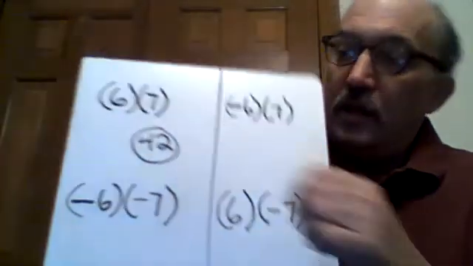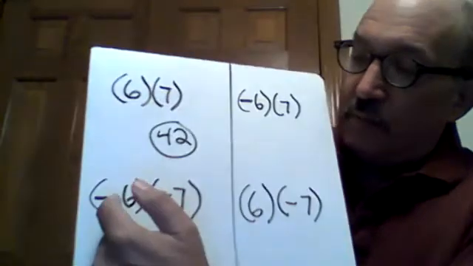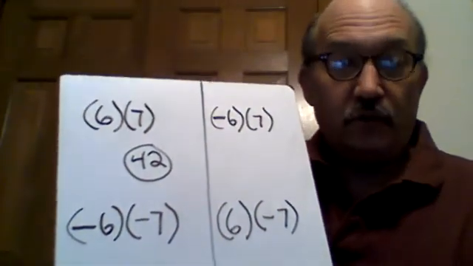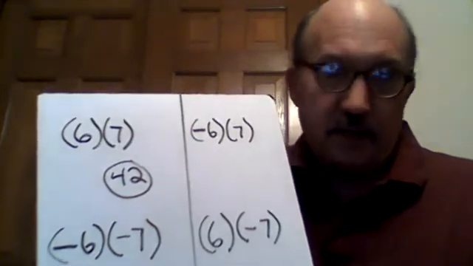6 times 7 is 42, and right underneath, notice I've drawn a line down the middle of the board. Along with 6 times 7, I put negative 6 times negative 7 because that is also 42. And of course, if we don't specify a sign, it's positive. You don't have to say positive 42. You don't have to put a plus sign in front of it. You just say that it's 42.